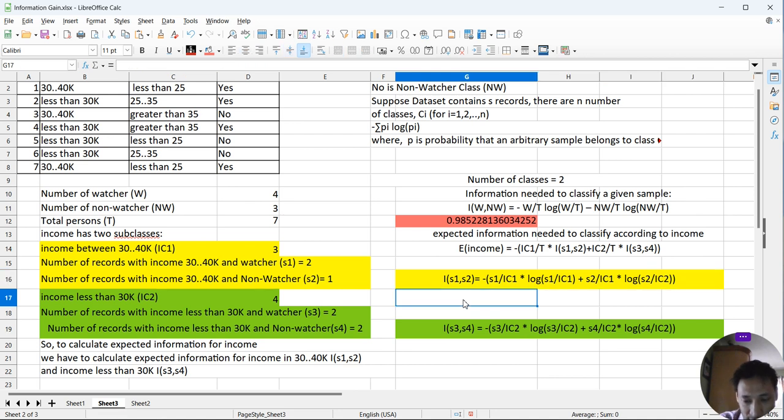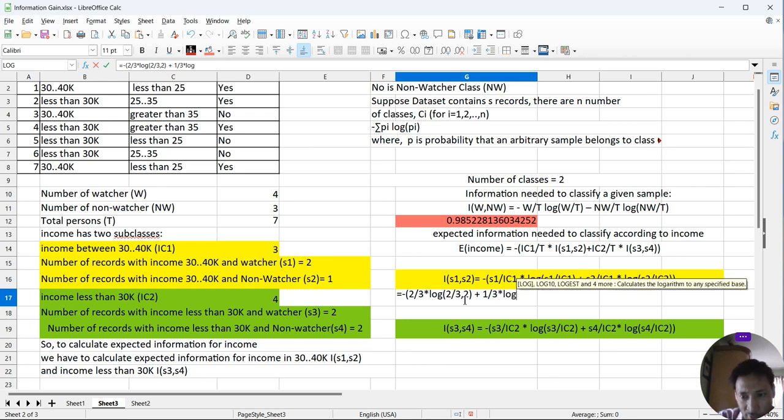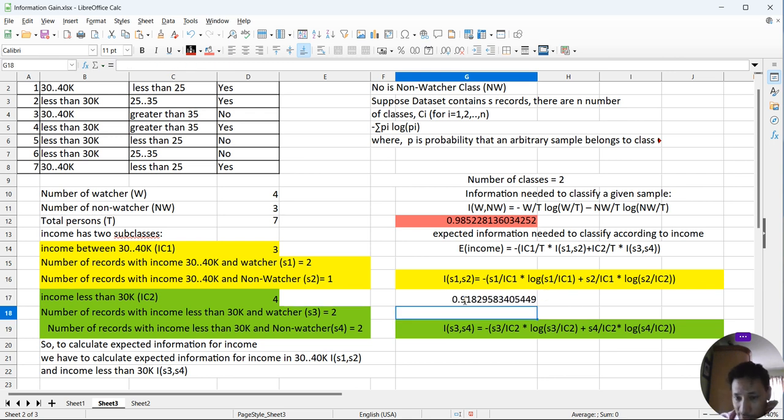So I will insert the values. This is equal to minus, the value of S1 is 2, number IC1 that is 3, multiplied by log 2 by 3 comma 2. Then I have to add the value of S2, which is 1 divided by 3 because the value of IC1 is 3. Then multiply log 1 by 3 comma 2. Okay, now this is the value for the expected information for income 30 to 40,000 and watchers.